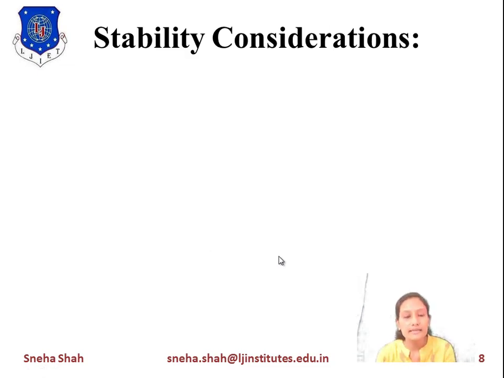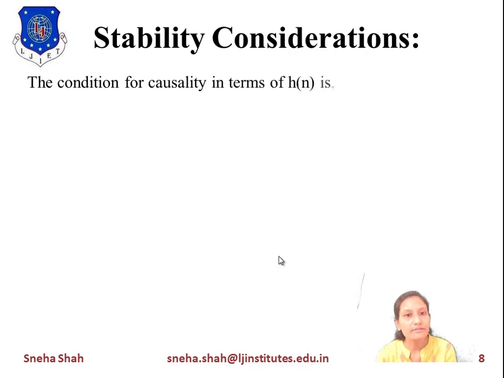Now the next topic is stability considerations. To find stability, first of all we will find causality. The condition for causality is h of n equals 0 for n less than 0.